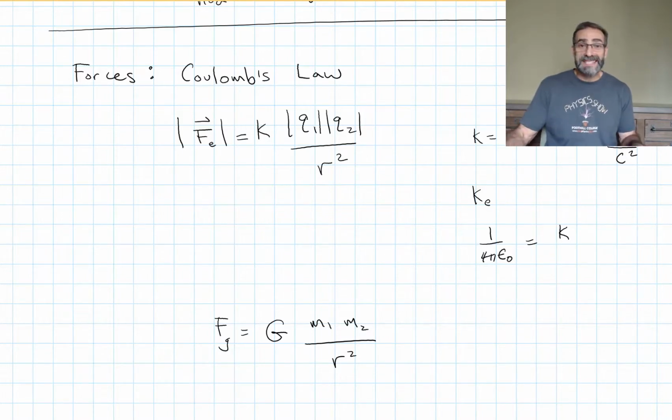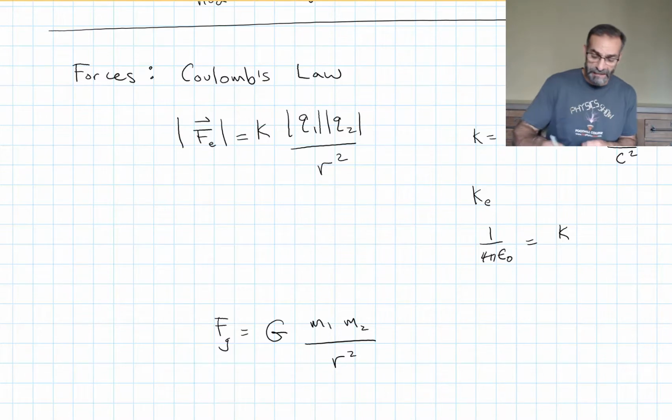Of course, with mass, we only have one kind of mass. So this force is always attractive. The two massive objects always attract each other because of gravity. With electric charges, we have two different signs, and we can get a repulsive force or an attractive force.